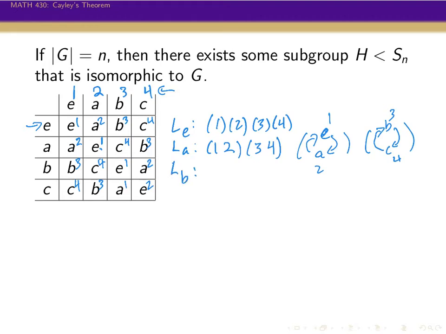For B, E is sent to B, and then B is sent back to E. And then A is sent to C, and C is sent back to A. And last but not least, L sub C: E is sent to C, and C is sent back to E, and then A is sent to B, and B is sent back to A.